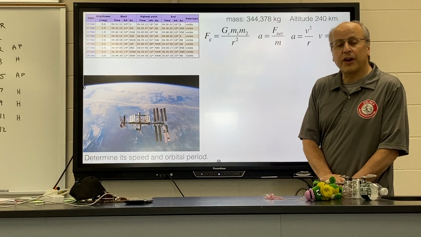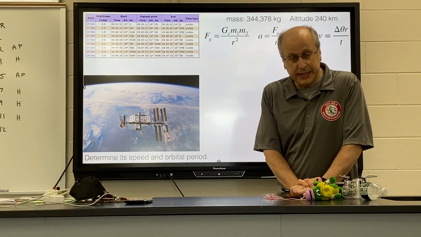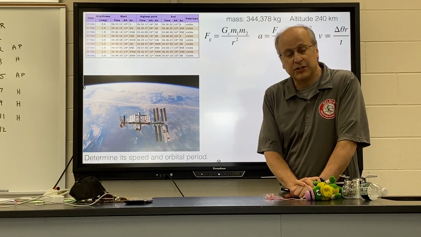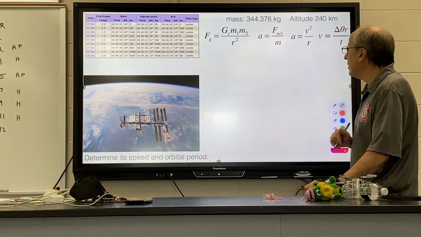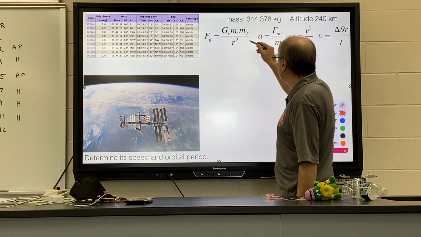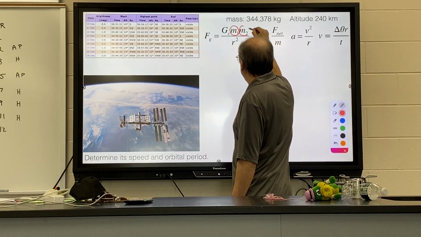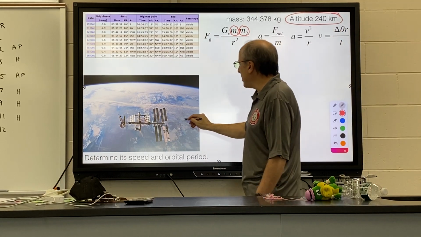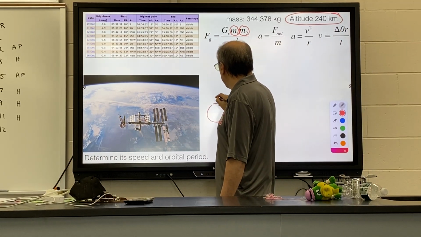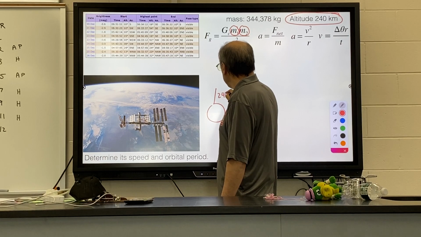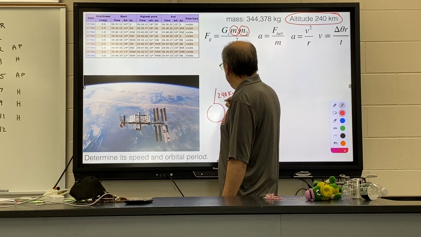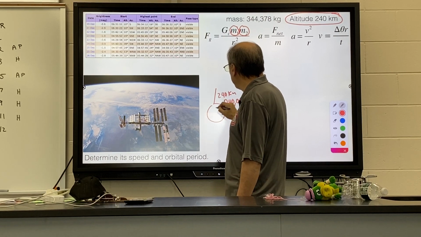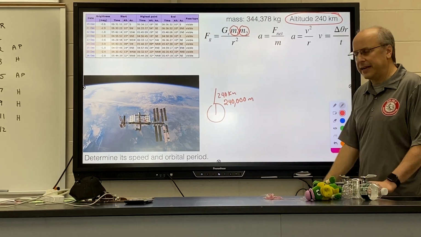I'd then like you to try using the same basic idea to predict the time it takes the International Space Station to go once around the Earth. This time your two objects will be the Earth and the space station. I tell you the altitude. Remember, altitude is measured from the surface of the Earth. Make sure you turn that into meters, and make sure you add it to the radius of our planet.